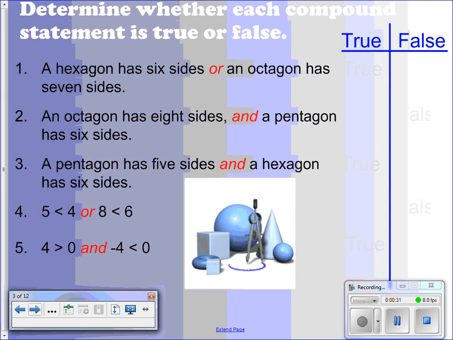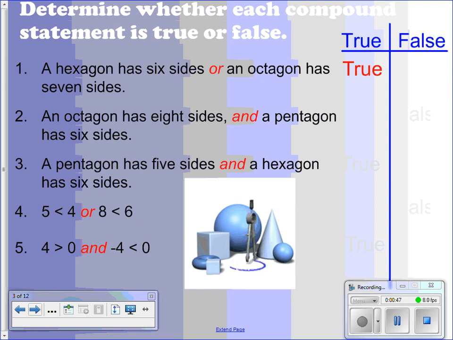So, talk about these. A hexagon has 6 sides, or an octagon has 7. Well, a hexagon does have 6, an octagon does not have 7, but since it's an or statement, it's true.